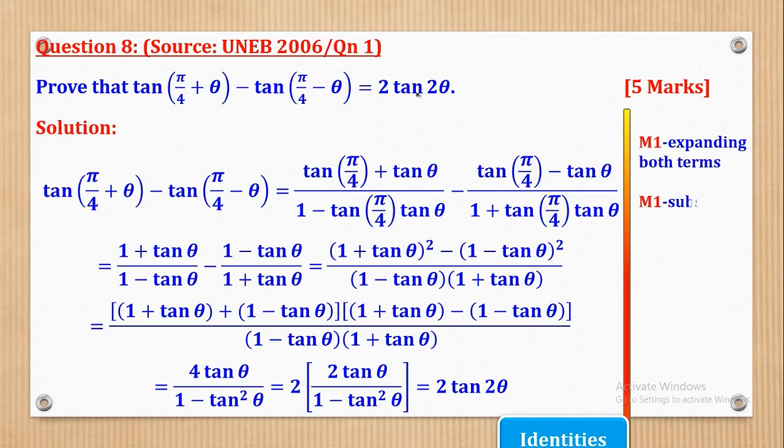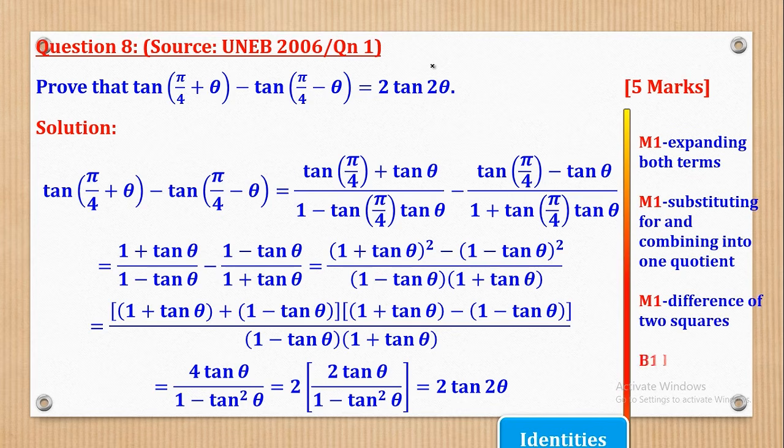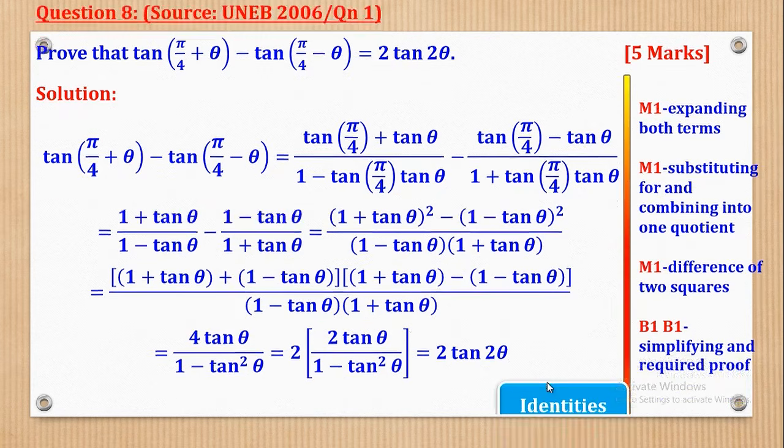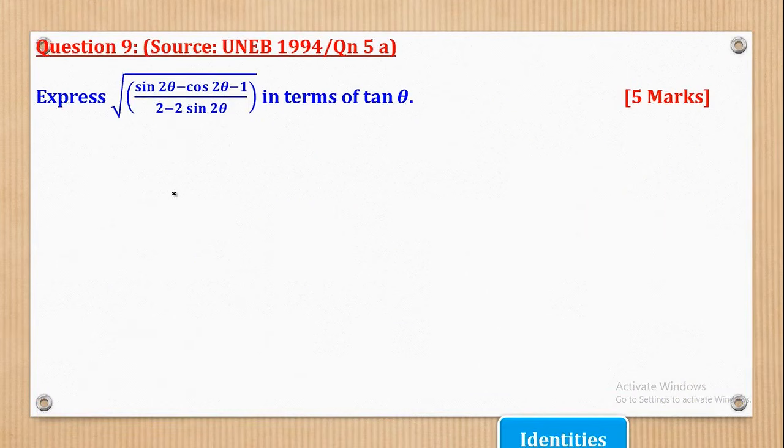Now let's see how much can be awarded. So M1 for expanding both terms, M1 for substituting and combining into one quotient, M1 for difference of 2 squares, and B1 for simplifying, and B1 for the required proof. So that was question 8.